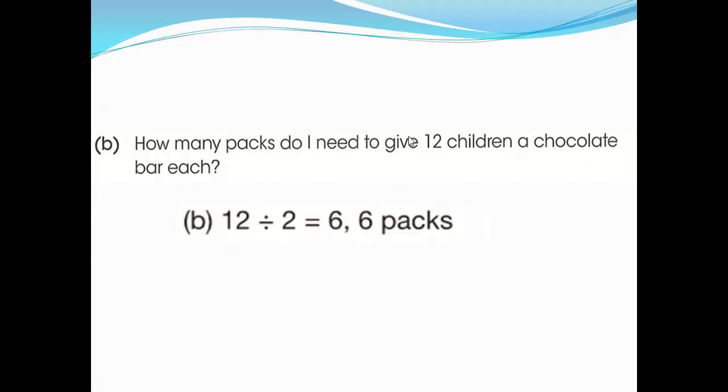In one pack we have 2 bars of chocolate. So how many packs we need? So 6 packs. If I open one pack, there are 2 bars. So I give one pack for two students. Like this, 12 students. So 12 divided by 2. So we get our answer 6.